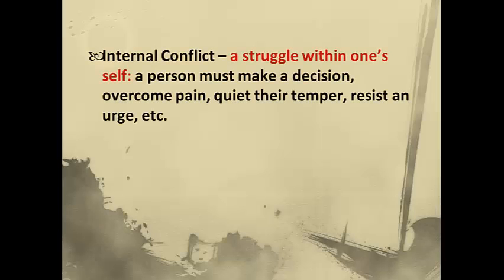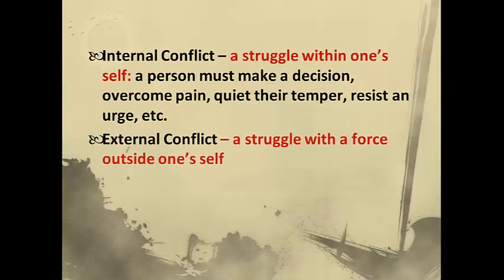There are two types of conflicts. There's internal conflict, and an internal conflict is a struggle with oneself. So it is an internal conflict when a character must make a decision, overcome pain, whether it be physical pain or emotional pain, quiet their temper when they have a temper problem, much like Dally did in The Outsiders, or resist an urge or a temptation. Okay? So those are internal conflicts, when a character is struggling with a decision or actions of themselves.